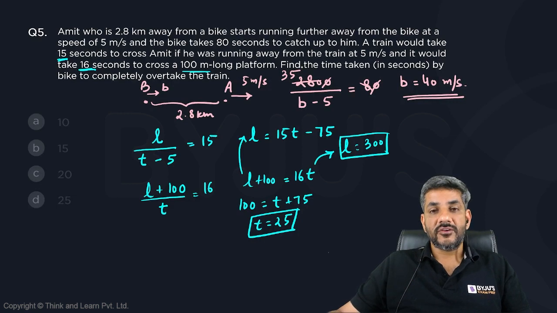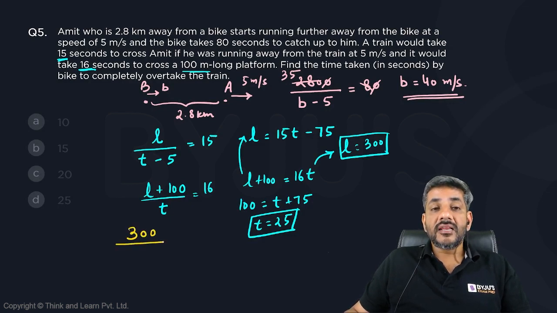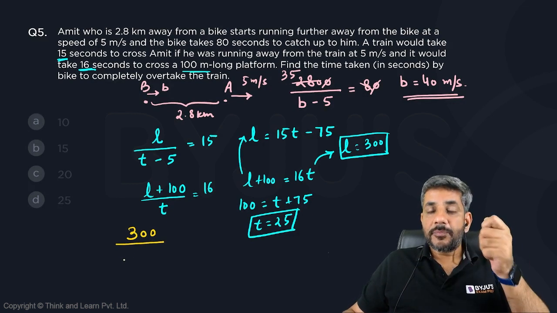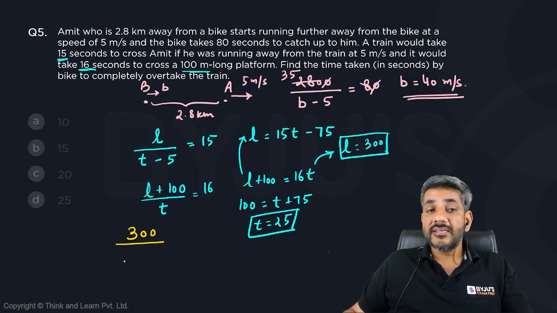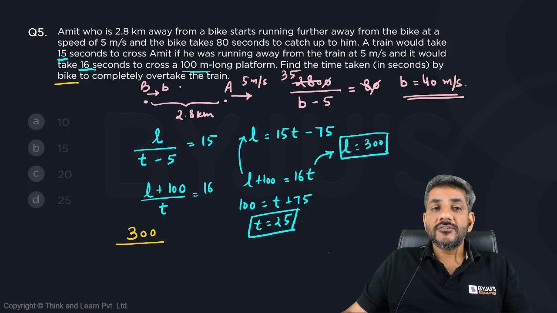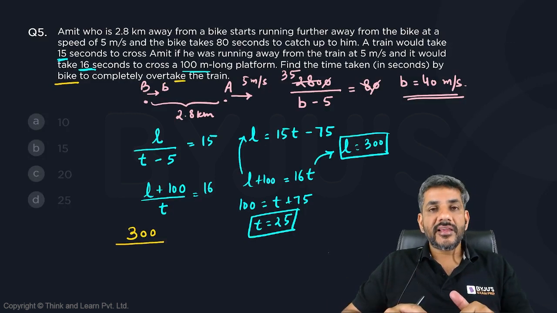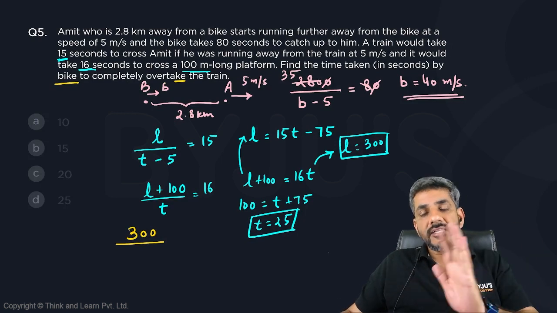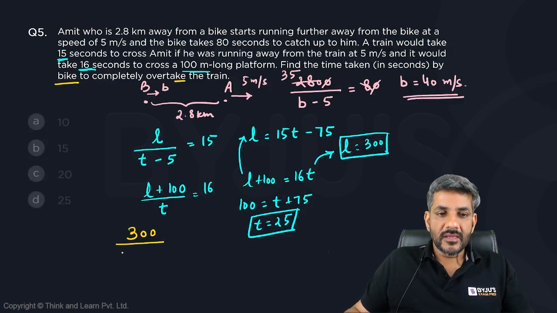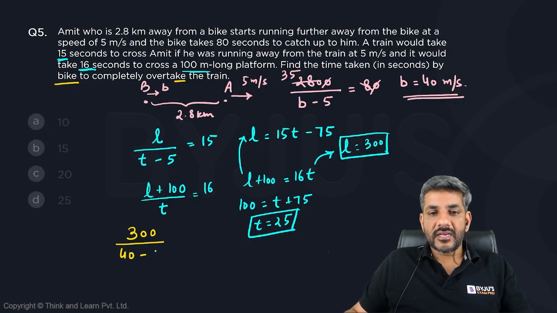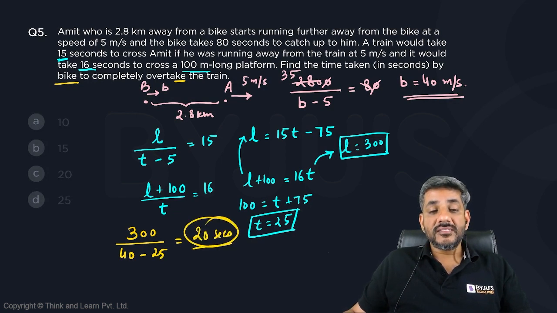Finally, what is the question asking you? Time taken by bike to overtake the train. If the bike has to overtake the train, it has to cover the length of the train, which is 300, at a relative speed of what? Speed of the bike minus speed of the train. Why am I saying this? The bike is overtaking the train. First of all, overtaking means they're running in the same direction. And because bike is able to overcome the train, that means bike is running faster. So bike speed is 40 minus speed of the train is 25. So 300 upon 40 minus 25 is 20 seconds. So my final answer is 20 seconds.